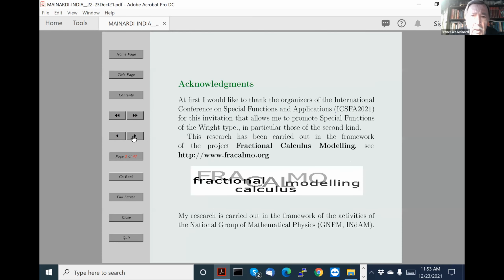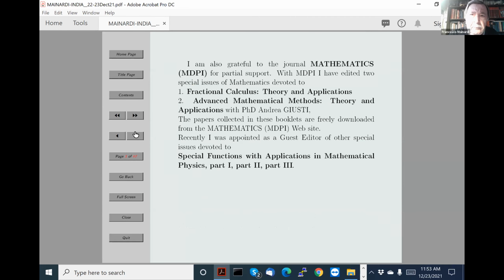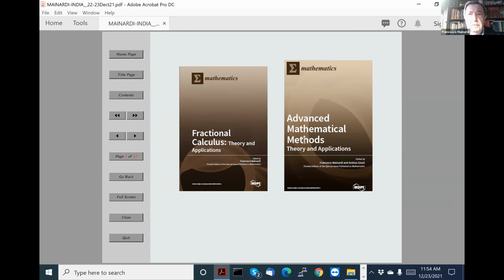Apart from the acknowledgement for the invitation, I would like to also thank the support of the journal Mathematics, because it was possible for me to edit three booklets. One, Fractional Calculus: Theory and Application. The second, shared with my former student Giusti, Advanced Mathematical Methods. And the third, which is closing now on the 3rd of December, Special Functions with Applications in Mathematical Physics. You can see here the photo of the two booklets, which are available free on the internet. The third booklet will be available next year.